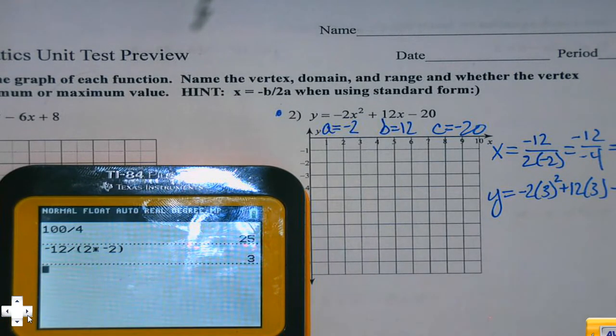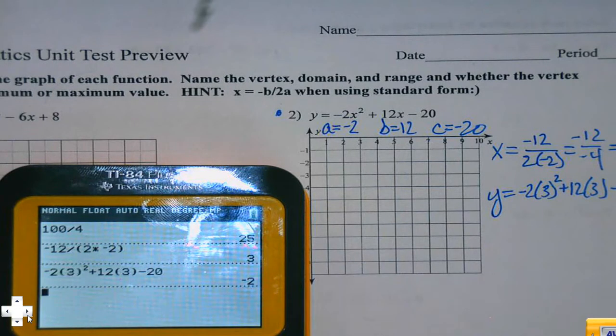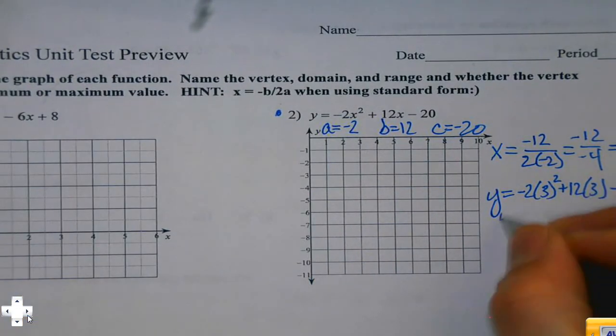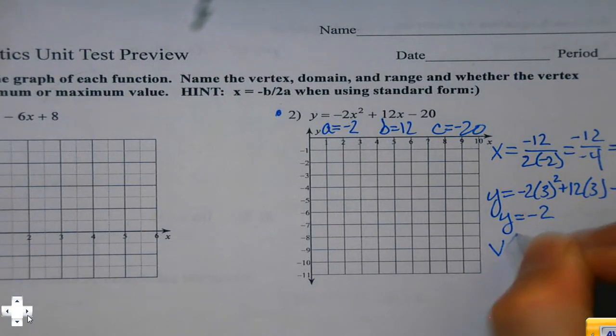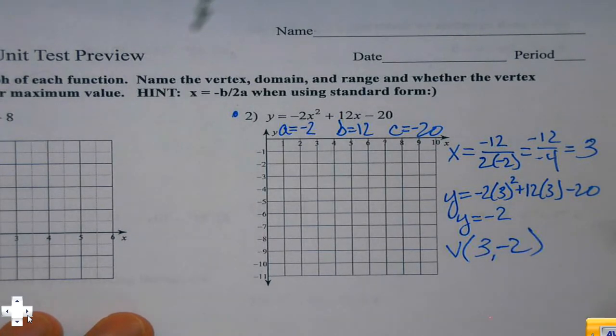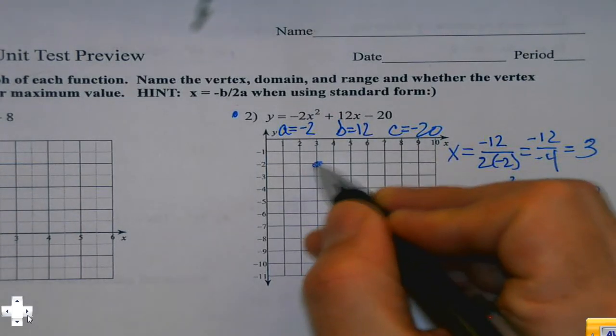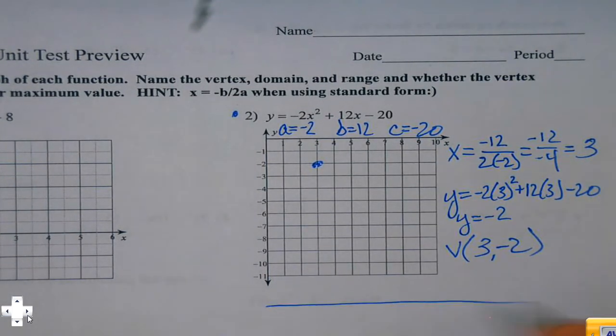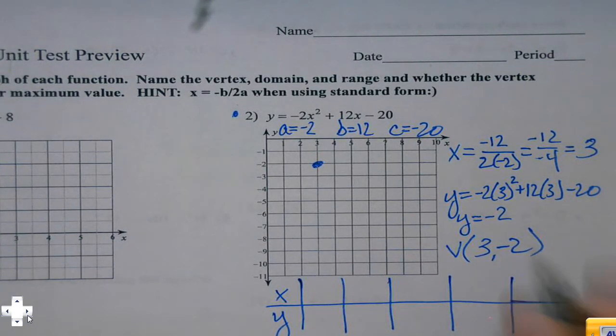All right. So negative 2 times 3 squared plus 12 times 3 minus 20. Okay, so negative 2 is my y value. So my vertex, let me come back over here, is at 3, negative 2. Now at this point, we've talked about a couple of ways I can get my other values. We've talked about a pattern, and we've talked about going to the chart on the calculator.